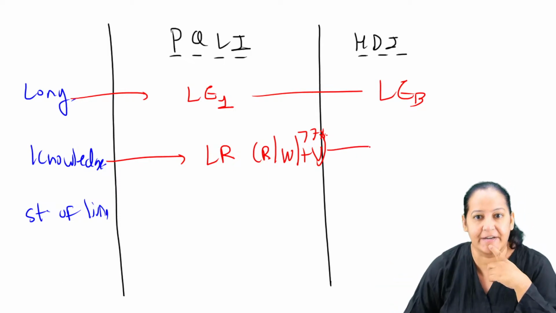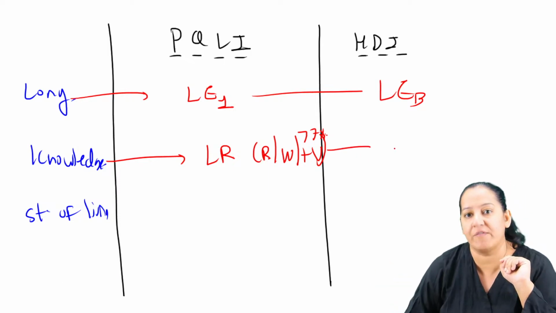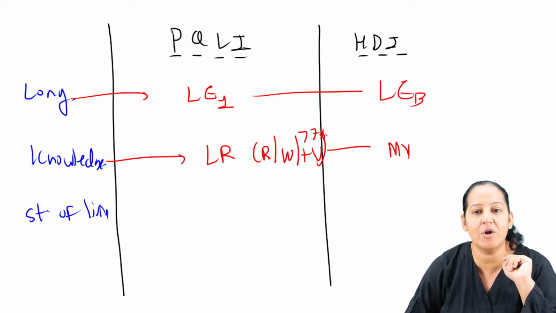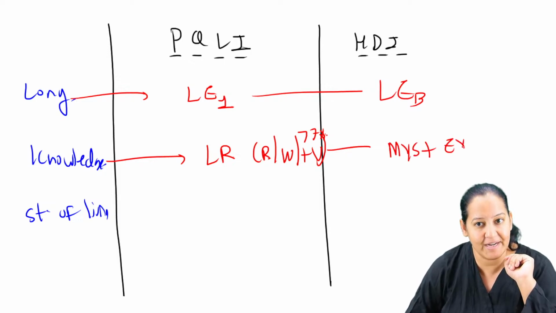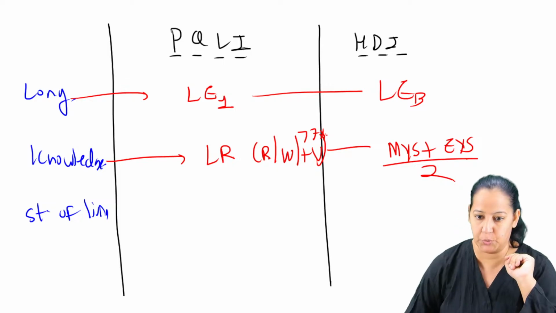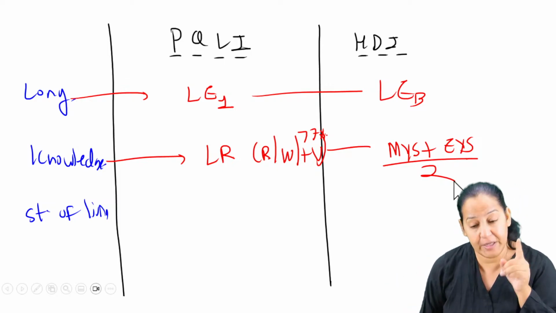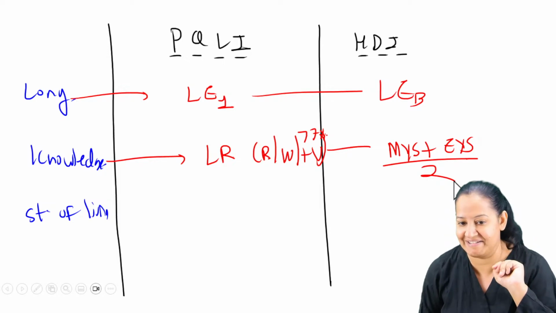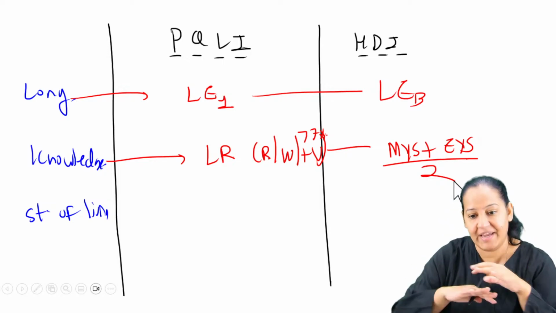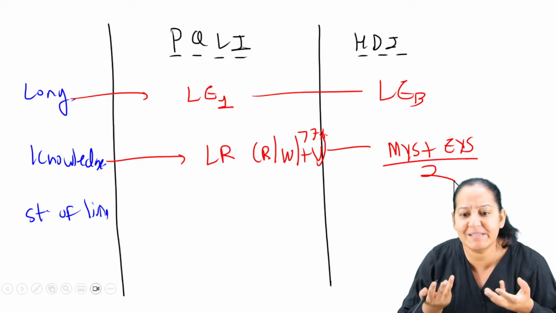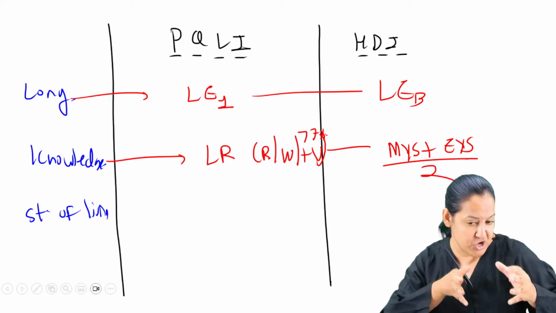And here, for knowledge, we take years of schooling. So mean years of schooling plus expected years of schooling upon 2. So this reflects the knowledge. In HDI, for knowledge, we use the years of schooling. We don't see the literacy rate. We see on average in that country for how many years people go to school. That will reflect the knowledge of that country.